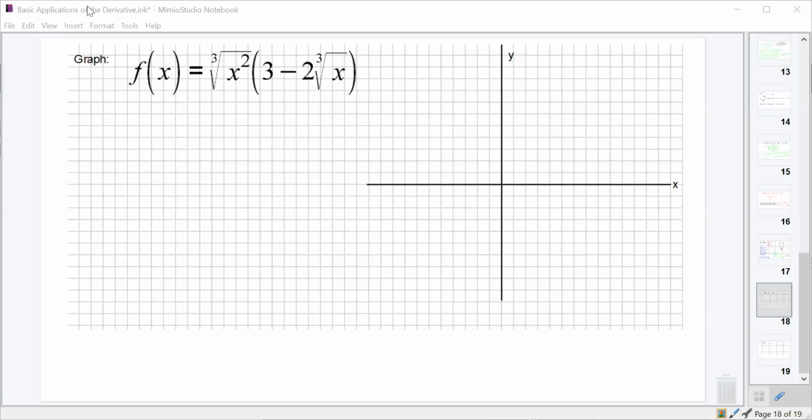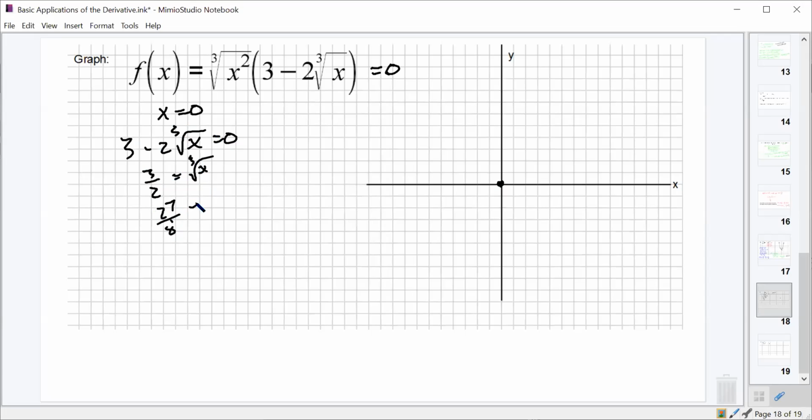First off, let's see what we can do just by setting it equal to 0. So if we set it equal to 0, this first piece gives us x equals 0, so that's one x-intercept. And it also happens to be our y-intercept. And then the other piece, 3 minus 2 cube roots of x equals 0. That should give us 3 halves is equal to the cube root of x. And so if we cube both sides of that, we should get 27/8 is our other x-intercept. And that's a little less than 3.5, right?